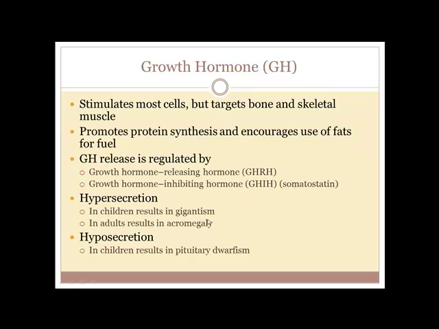If you have too much growth hormone released, you would have hypersecretion of growth hormone, and in children that causes gigantism, so they'd be a very, very large person. In adults, there's something called acromegaly. In children, if you have decreased secretion, you get what is called hyposecretion, and that is pituitary dwarfism, so they would be likely to be a dwarf.